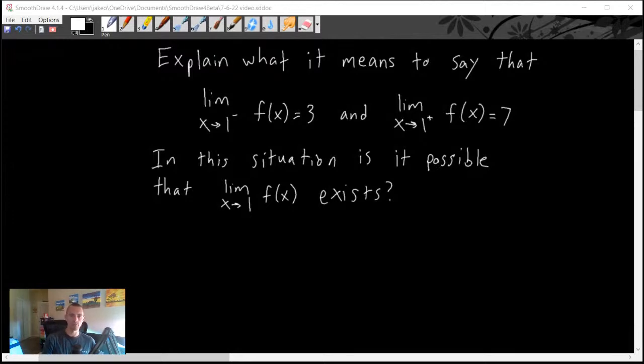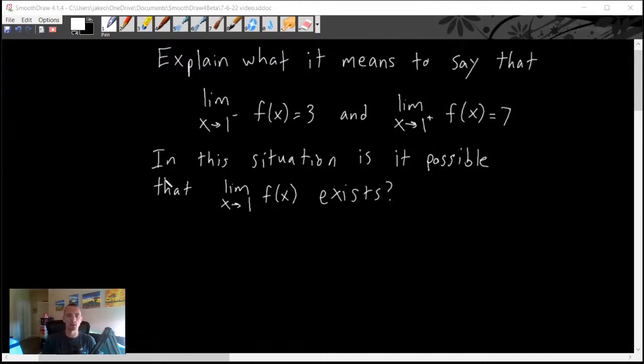So we're going to start off by just doing this problem. Explain what it means to say that the limit as x goes to 1 from the left of f of x equals 3, and the limit as x goes to 1 from the right of f of x equals 7.